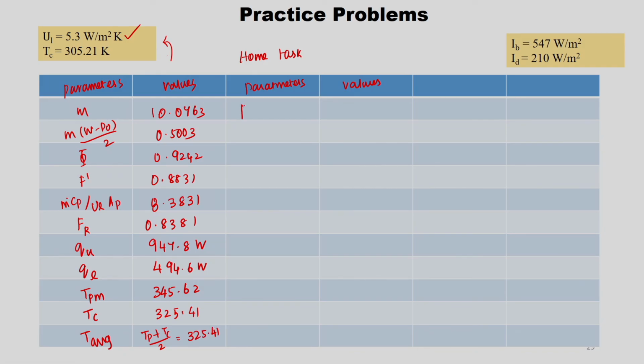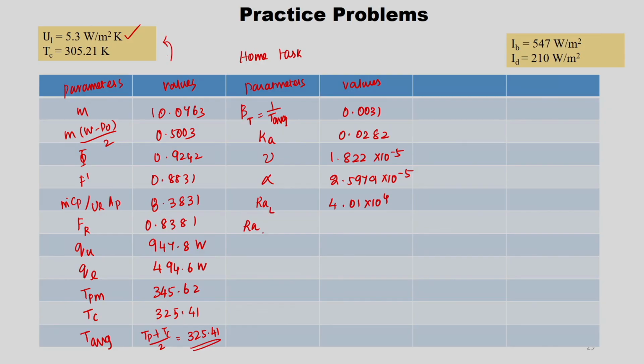325.41. Then we have beta T, which is nothing but 1 upon T average, which is nothing but 0.0031. Then thermal conductivity of air at average temperature is 0.0282, nu is 1.822 into 10 to the power of minus 5, alpha is 2.5979 into 10 to the power of minus 5, Rayleigh number is 4.01 into 10 to the power of 4.